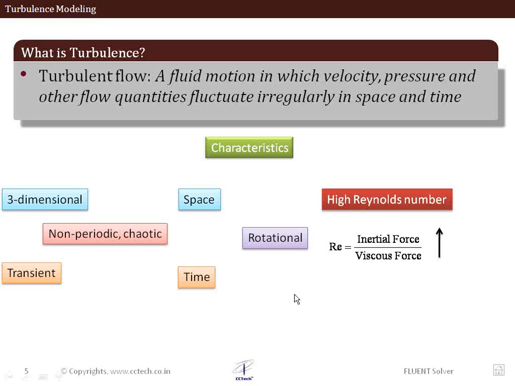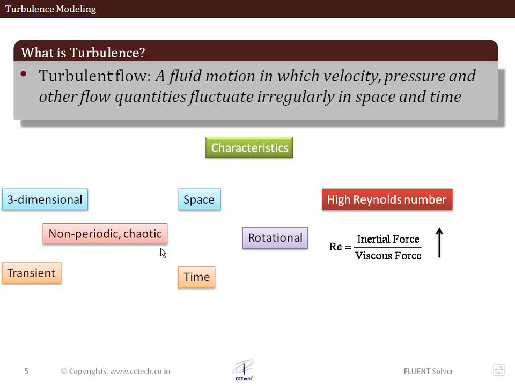Now, when I say it's irregular, that's very important, it is an unsteady phenomenon. It's transient in time, and it is not at all uniform. It's not at all two-dimensional. It is a highly three-dimensional phenomenon. So actually speaking, we cannot imagine a CFD simulation of a turbulent flow with a two-dimensional geometry. It's simply not possible, nor can we imagine a steady state turbulent flow simulation.